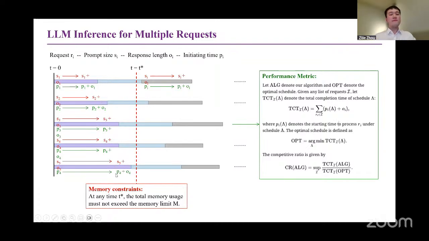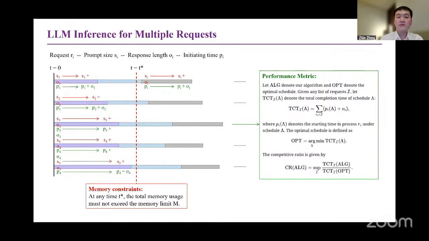Okay, so in the whole process, we have a memory constraint, because each of these GPUs has a limited amount of memory to store this KV cache. We would like to guarantee that the total memory usage at every time does not exceed this given memory limit. And we can see this problem is quite complicated, because previously we introduced that if we just add one request and keep processing it, its memory usage increases linearly.